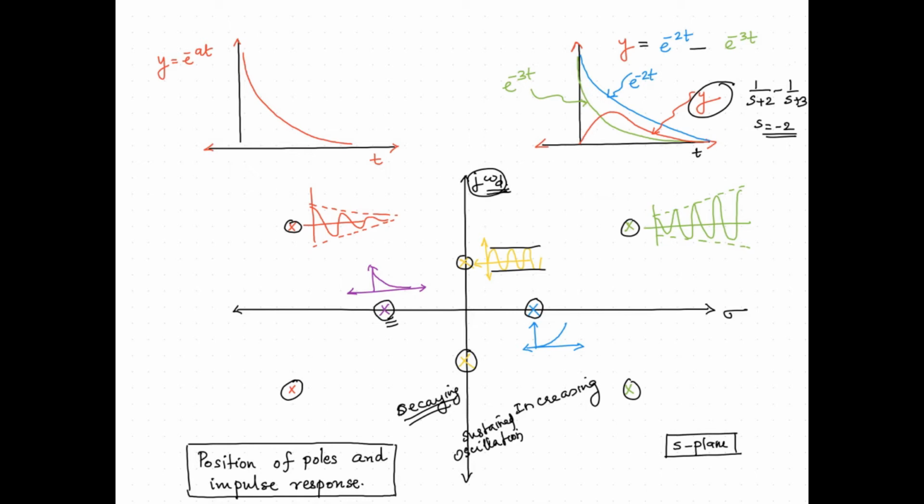So, stability in short basically tells you whether the system response settles towards the equilibrium position. This shows that the poles have something to do with the stability of the system.